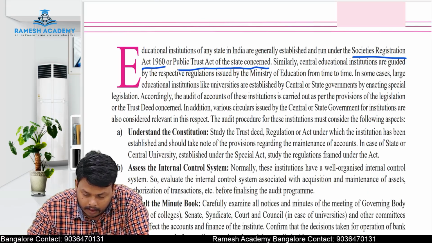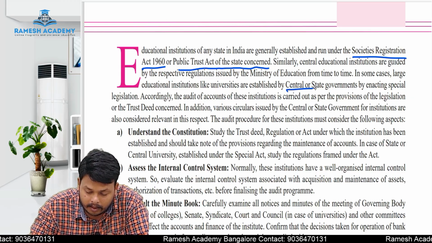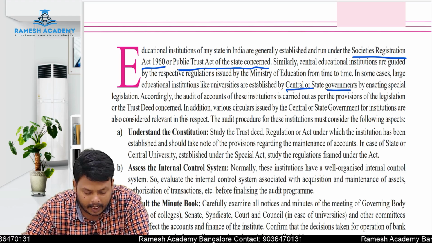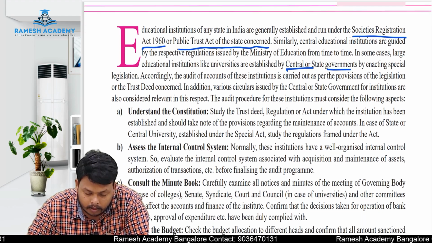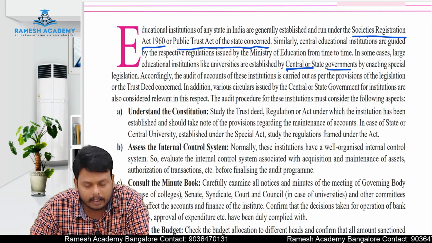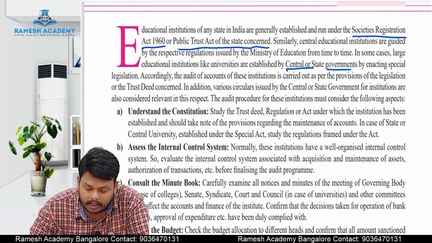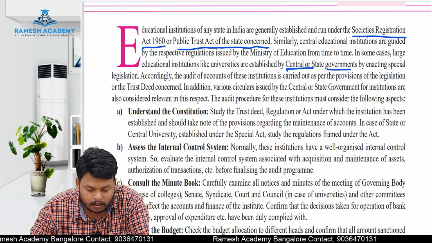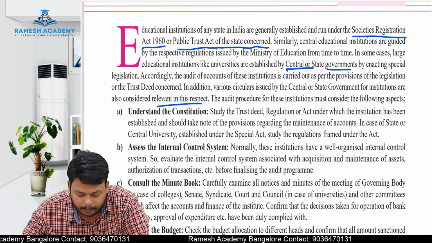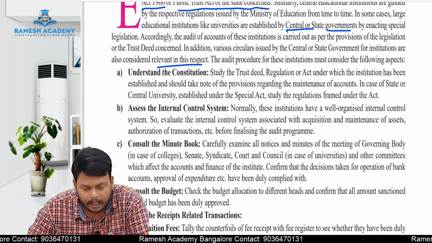In some cases, large educational institutions like universities are established by central or state government by enacting special legislation. The audit of accounts of these institutions is carried out as per the provisions of legislation or trust deed concerned. In addition, various circulars issued by the central government for institutions are considered relevant in this aspect. The audit procedure for these institutions may consider the following aspects.